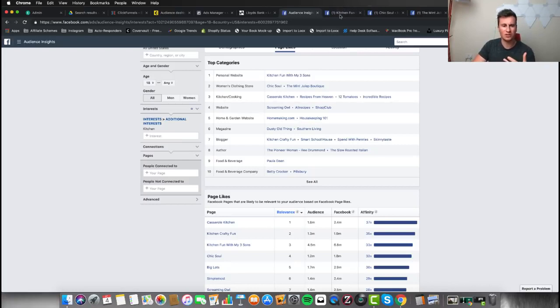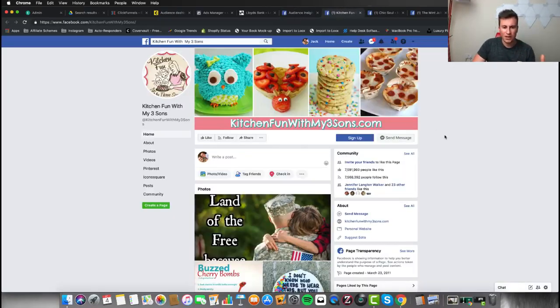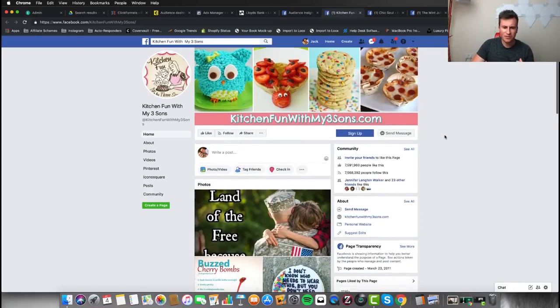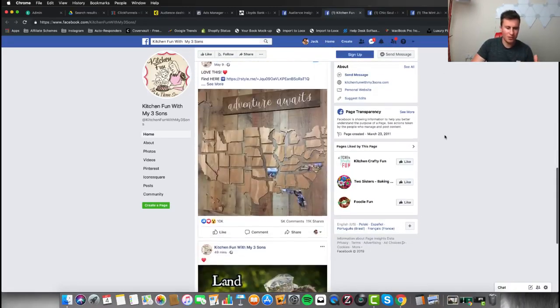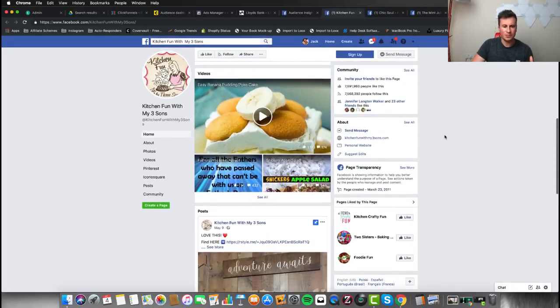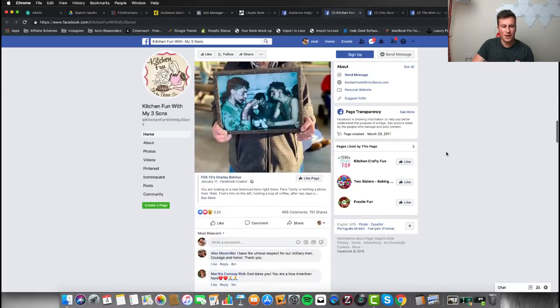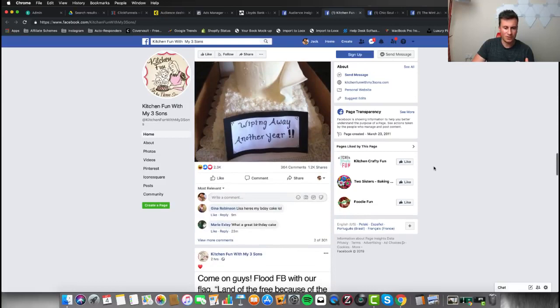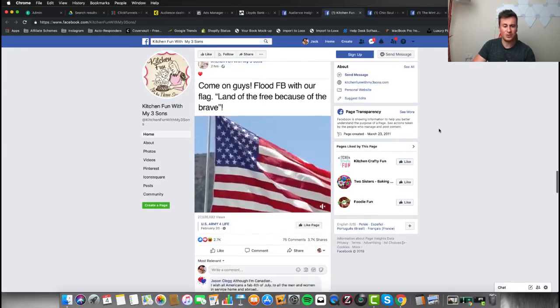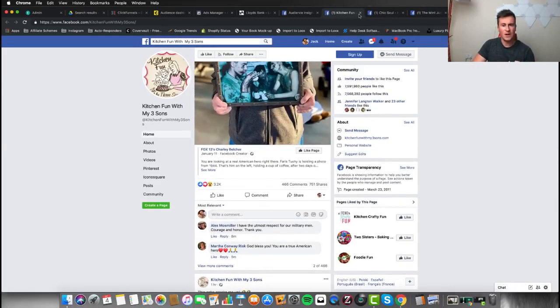But if we just have a look at the top few pages, then we have Kitchen Fun with My 3 Sons, which is kind of relatable. In fact, it looks like it's about certain different recipes and stuff, which is a good sign. That's pretty decent. If we look at the engagement as well, there's a ton of engagement on that post, pretty decent on that post as well. So this is actually a good page, potentially one we could delve deeper into solely.